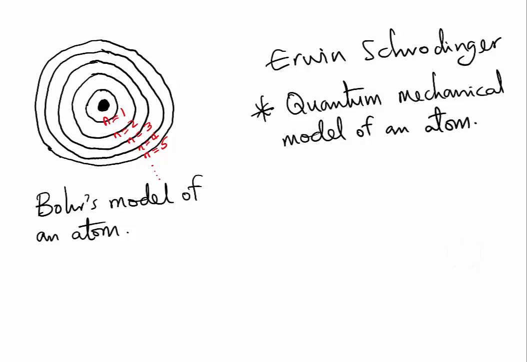The quantum mechanical model was able to be used successfully to predict the chemical properties and the spectra of all the elements in the periodic table. However, the quantum mechanical model is purely mathematical. We will consider it in the next video.